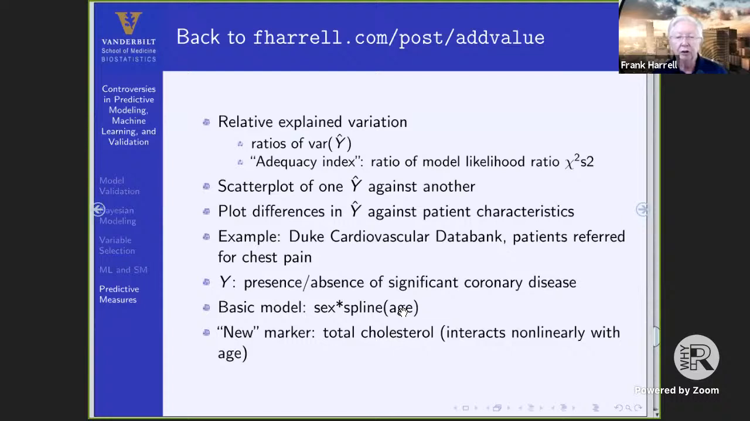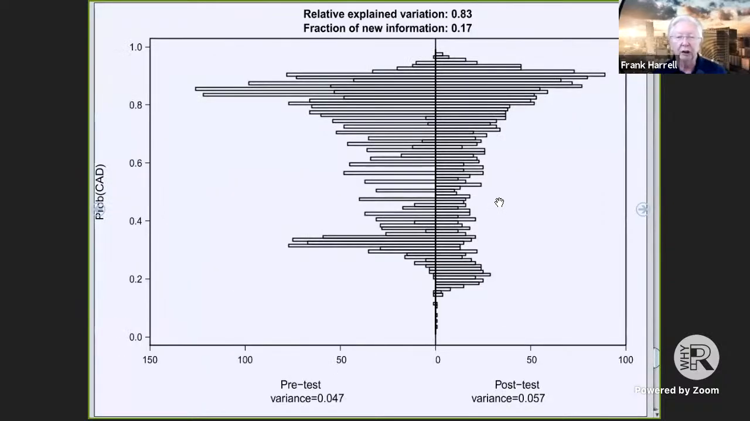Relative explained variation is the ratio of variances, and you can compute something called an adequacy index. You can make various scatter plots, and I'm just going to show very quickly an example. This is a diagnostic model in medicine where we're diagnosing coronary artery disease, and we're given patients' age, sex, and cholesterol, and we're counting cholesterol as the new test. So you get a logistic model for predicting the probability of disease without knowing cholesterol. So this is called the pretest model.